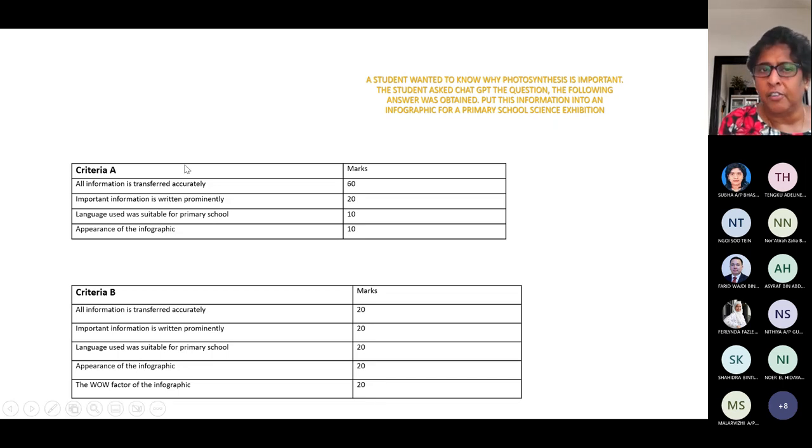Let's say for lecturer A, when he or she marks the questions, they find that the student has transferred all the information correctly, tick, 60 marks. They put all the information prominently, tick, 80 marks. But they didn't use the language so well, so you gave them zero here. And the infographic was there, but maybe not so good, you were not so happy, so let's say you gave that zero marks too. This student would have got 80 marks, which is an A.